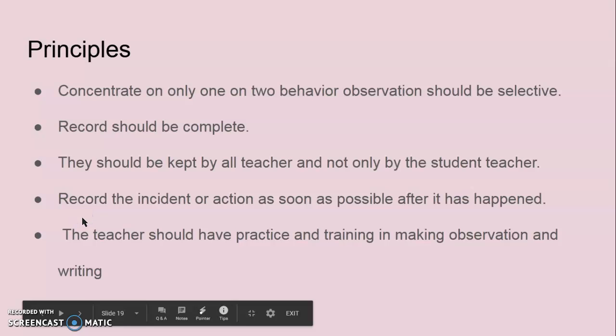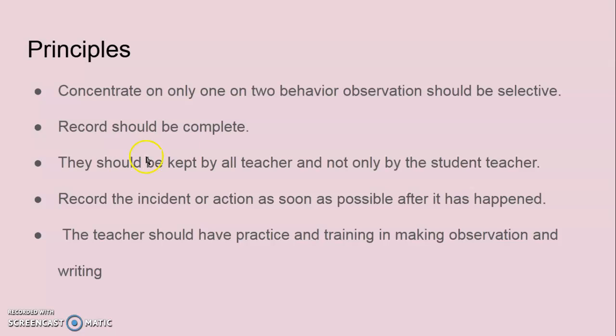Principles. When you use an anecdotal record, what are the principles you should follow? Concentrate on only one or two behavior observations, not more than that. The record should be complete. It should be kept by all teachers and not only by the student's teacher; it should be kept for all subject teachers. Record the incident or action as soon as possible, because we may forget the details of the incident if it is delayed. So you should record it immediately. The teacher should have practice and training in making observations and writing. So this kind of practice should be made by the teachers.